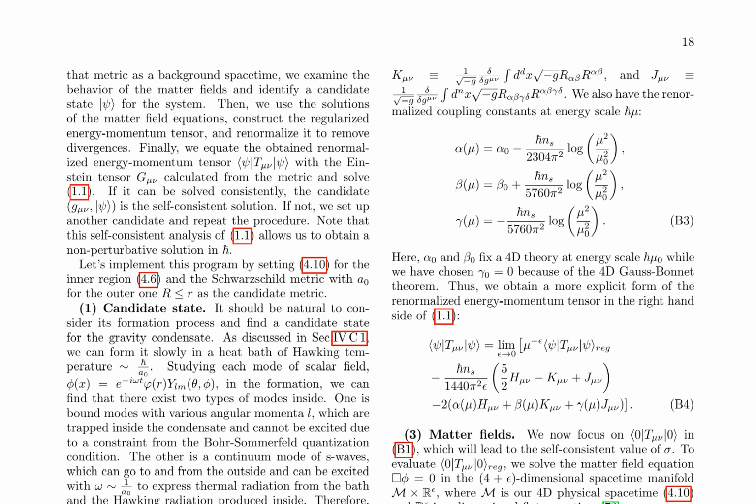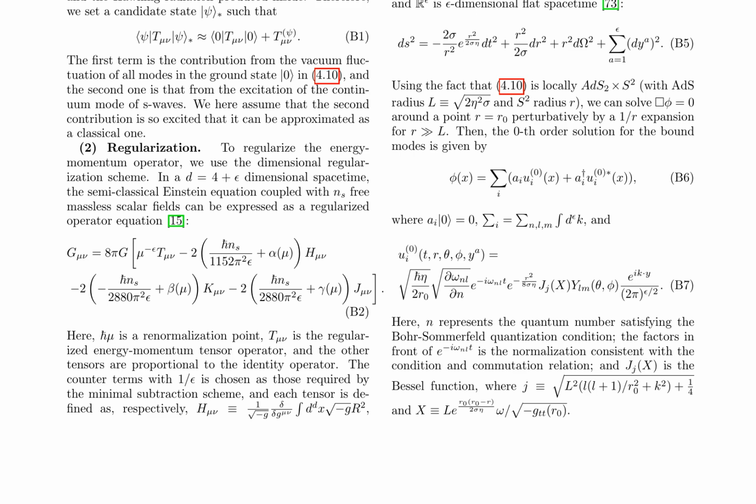To regularize the energy-momentum operator, the dimensional regularization scheme is employed. This is applied to the semi-classical Einstein equation, which is coupled with massless scalar fields. The matter fields are further analyzed, with a focus on bound modes and their solutions in the 4+ε dimensional spacetime manifold. The regularization process is crucial in removing divergences, ensuring a well-defined energy-momentum tensor.